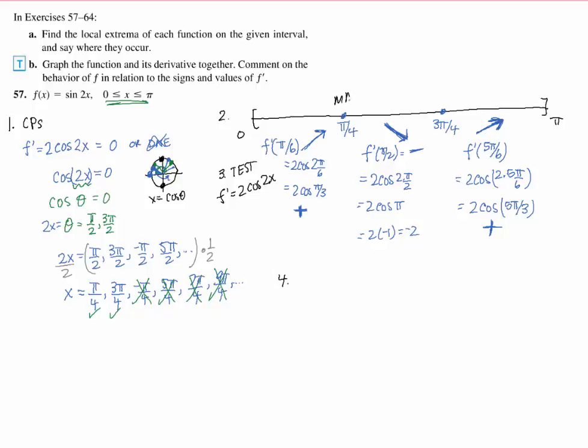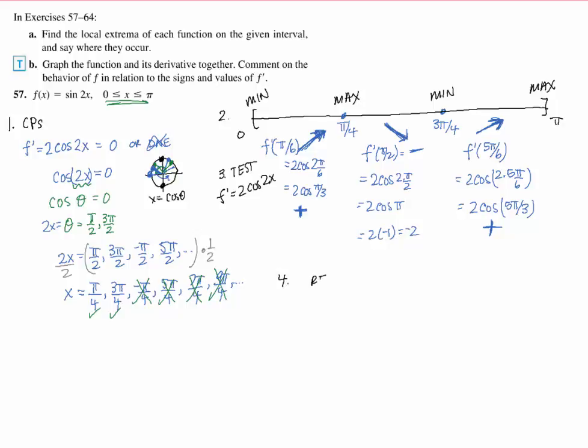At pi over 4 there's a maximum because we're increasing and then decreasing, and at 3 pi over 4 we have a minimum. Even more important than that is the fact that at 0, the endpoint, we have a minimum. That's because we start at 0 and then the function increases, right? That's what the first derivative told us. So 0 must be the low point on that end of the function. And on the right endpoint at pi, we have a maximum. That's because we're increasing to that as we approach the x value of pi. So pi must be the tallest of all the stuff around it on this closed interval.